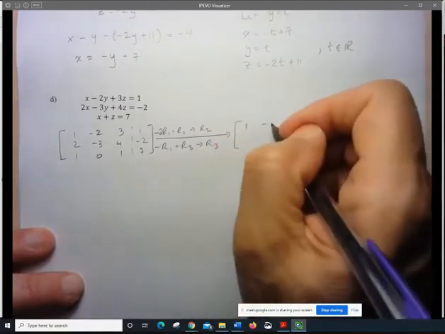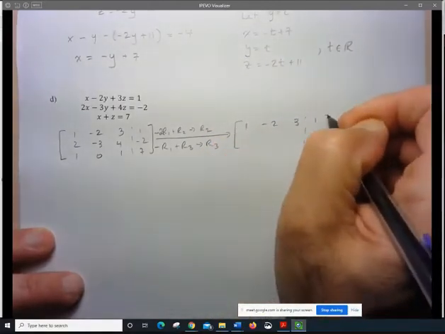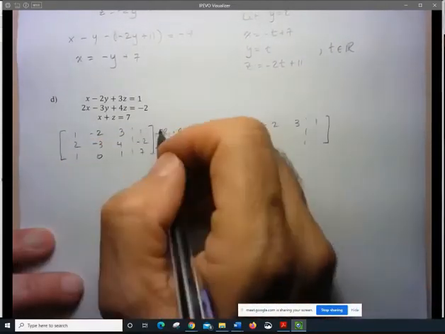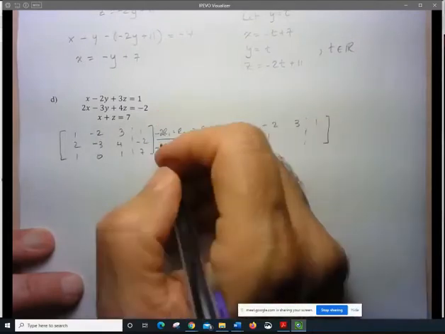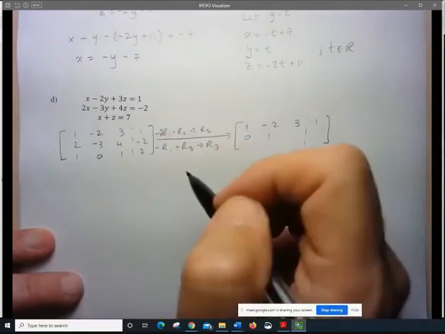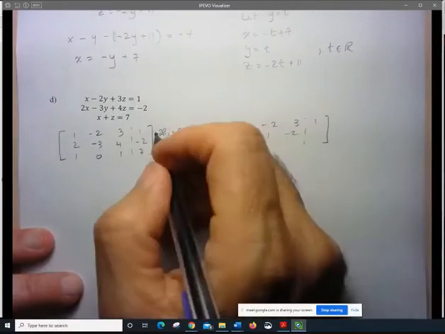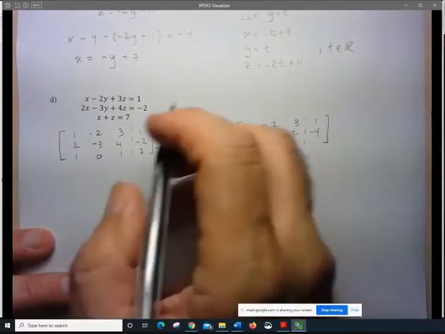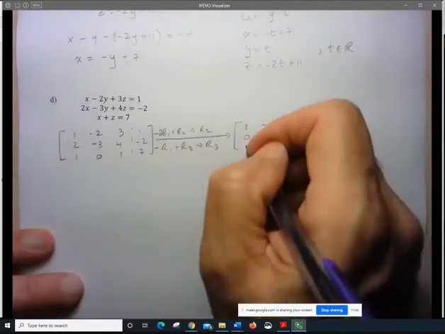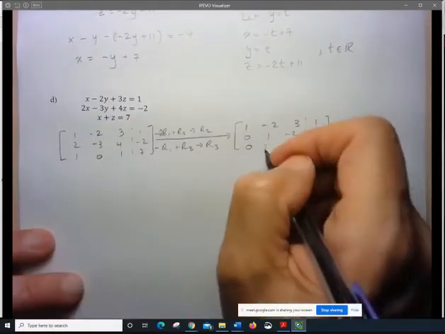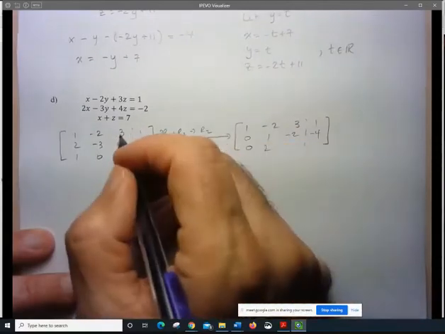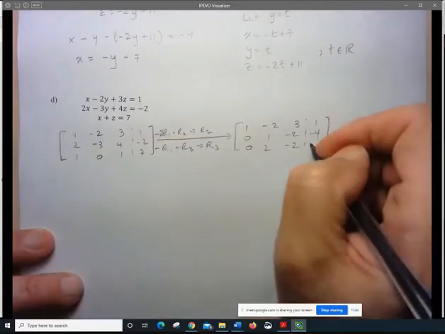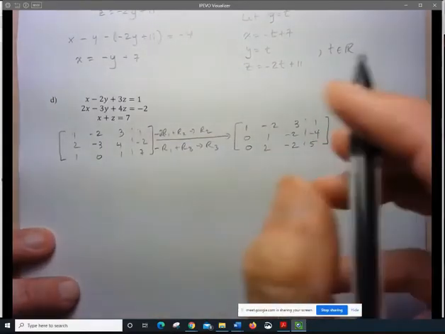Okay, 1, -2, 3, 1. Okay, -2 plus 2, 0. Okay, 4 minus 3, 1. -6 plus 4, -2. And then -2 minus 2, -4. Okay, so here, -1 plus 1 is 0. 2 plus 0 is 2. -3 plus 1 is -2. And then -2 plus 7 is 5. Okay.